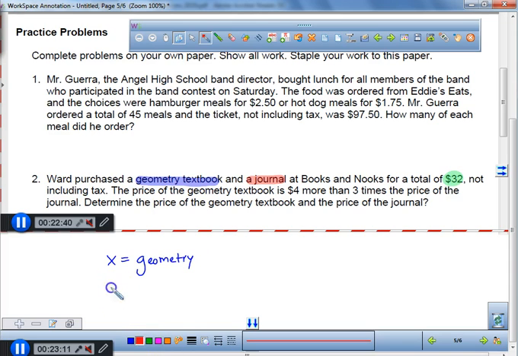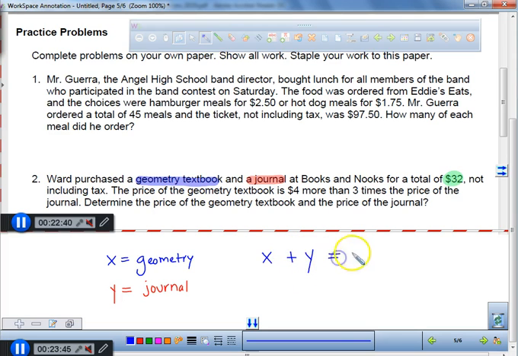Okay. And Y is going to equal the journal. Y equals the journal. Now, right now, I don't know the exact price of the geometry book, but I do know that whatever the price of the geometry book was, and the journal, what's the price of the books together? They have a total of what? $32. So whatever X is equal to, plus whatever Y is equal to, that's equal to what? $32.